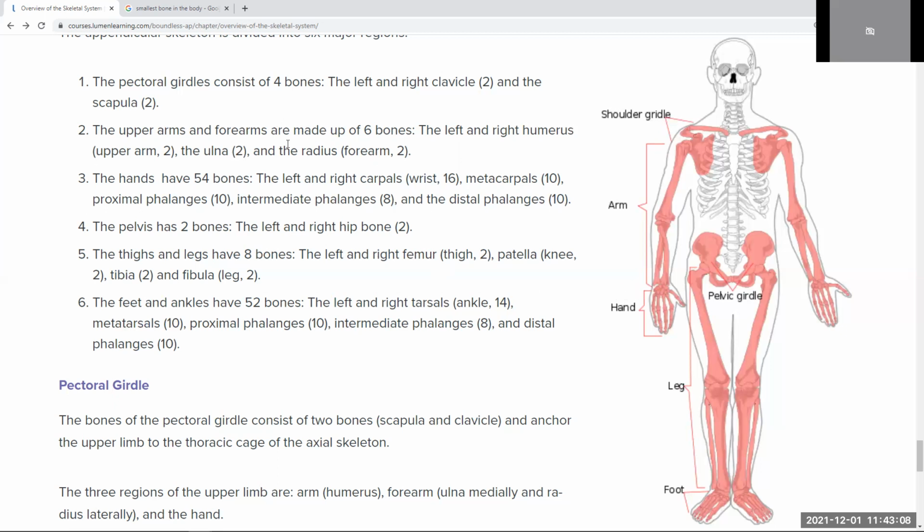The upper arms and forearms. How do we know which one is the ulna and which is the radius? There's a very easy way. The radius is always in line with the thumb, correct. The ulna runs in line with the pinky. So thumb, radius, pinky, ulna.